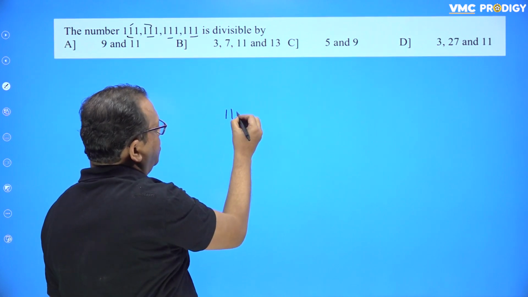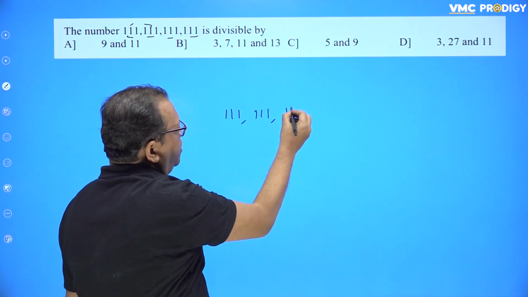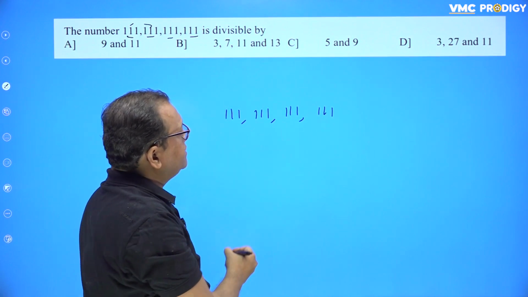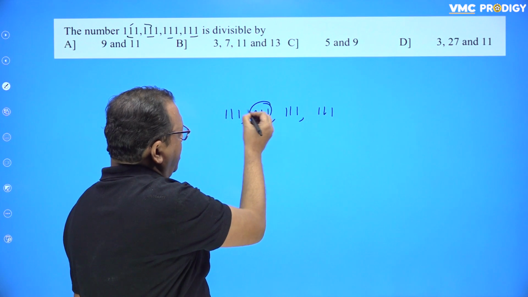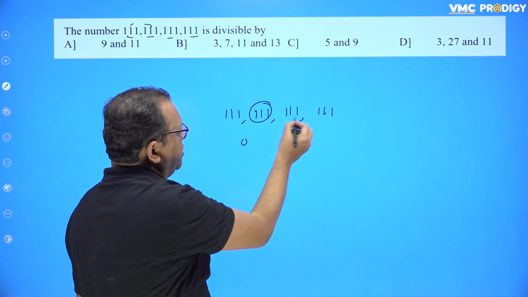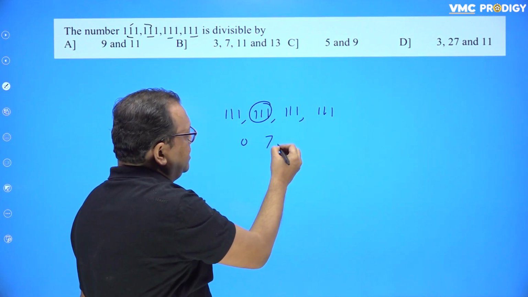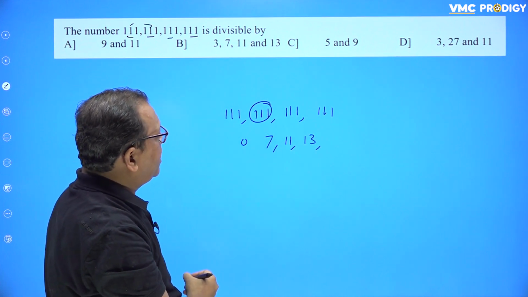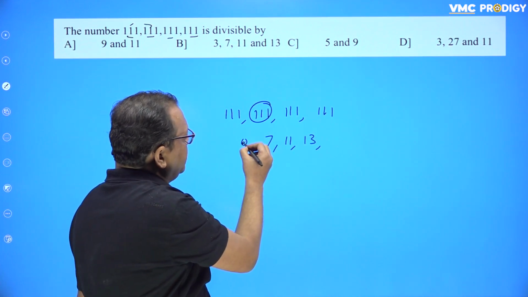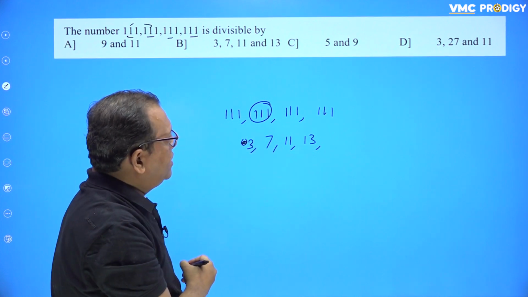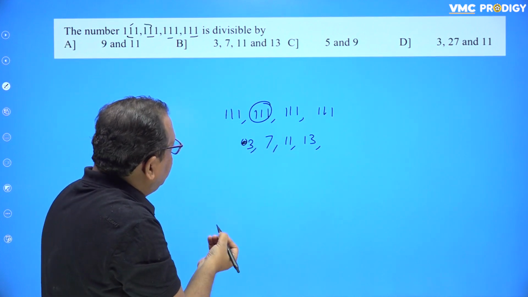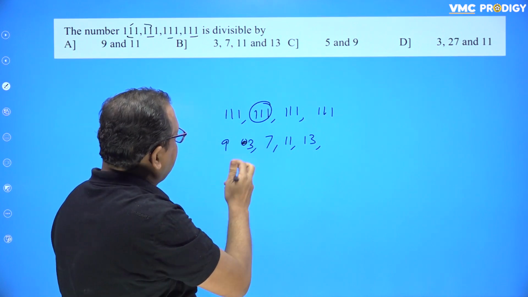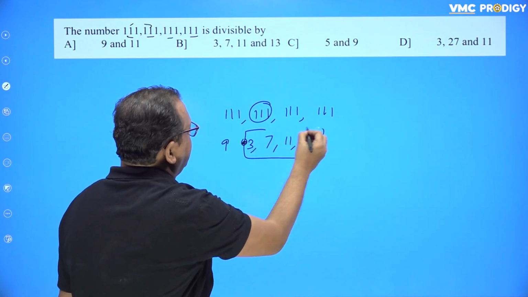So if I write 1, 1, 1, 1, 1, 1, 1, 1, 1 and 1, 1, 1. We can say that 1, 1, 1 minus 1, 1, 1 is 0, so this is divisible by 7, 11 and 13. Is this divisible by 3? Yes, it is divisible by 3. Okay. Is this divisible by 9 as well? Yes, it is divisible by 9. Okay. So we can say it is divisible by 3, 7, 11 and 13.